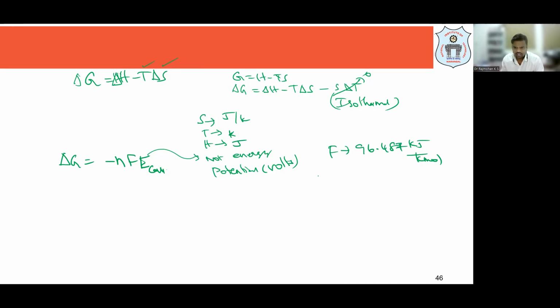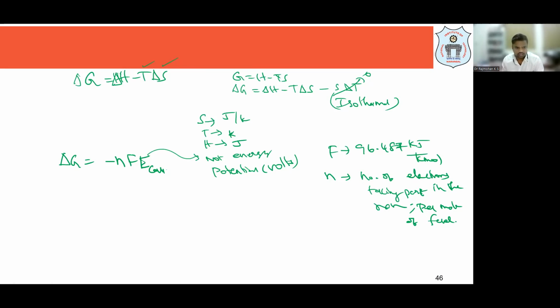And N is the number of electrons taking part in the reaction. Number of electrons per mole of the fuel. Number of electrons taking part in the reaction per mole of fuel. For 1 gram mole of fuel, how many electrons are involved?